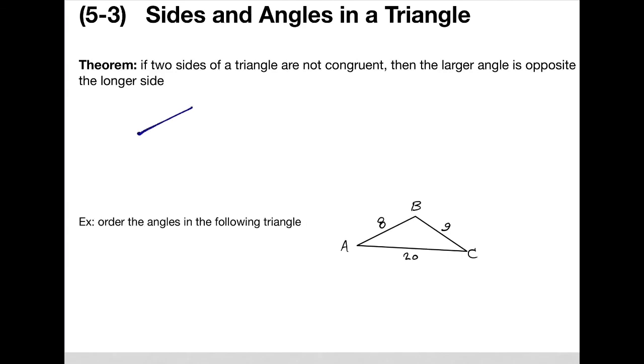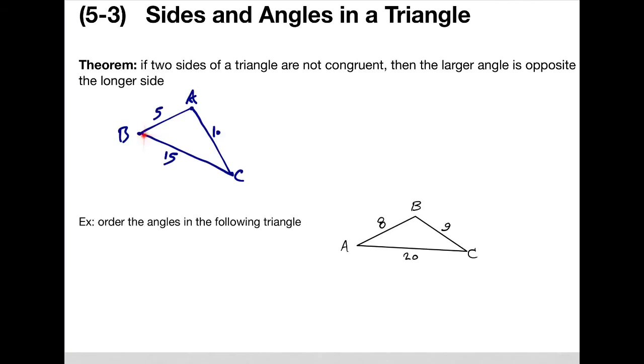Let's say you have a triangle like this. So let's say this is vertex A, this is vertex B, and this one is vertex C. And let's say AB has length of 5 centimeters. And let's say AC is about 10 centimeters and BC is 15 centimeters. So all this, the theorem just tells us this thing.